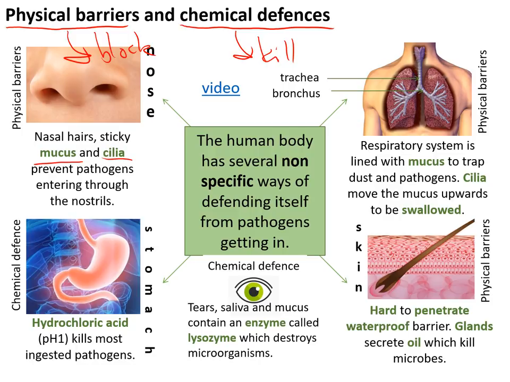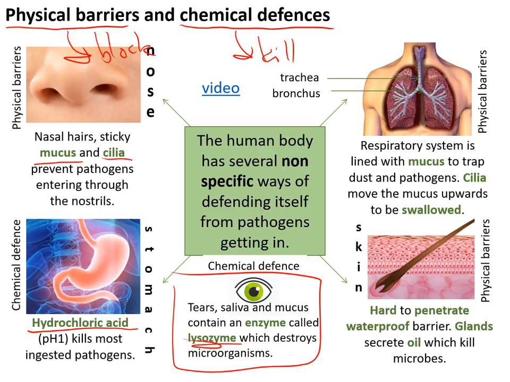Our skin is an important physical barrier. It physically stops pathogens from passing through it. In terms of chemical defences, we've got a couple of important ones. One is an enzyme called lysozyme that is found in tears and saliva and mucus, and it destroys quite a lot of different types of bacteria. And also in our stomach, we have hydrochloric acid, which kills most of the pathogens on the food that we eat.